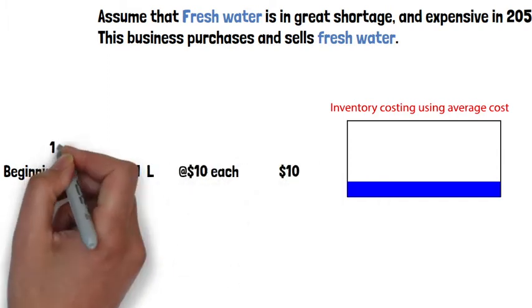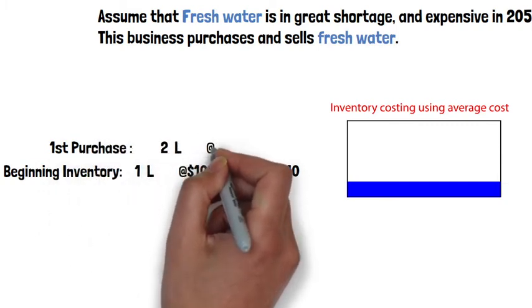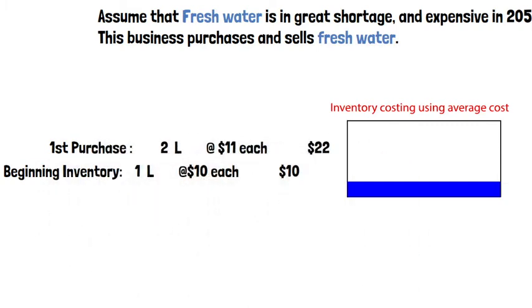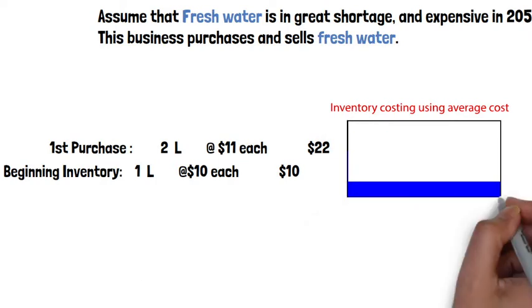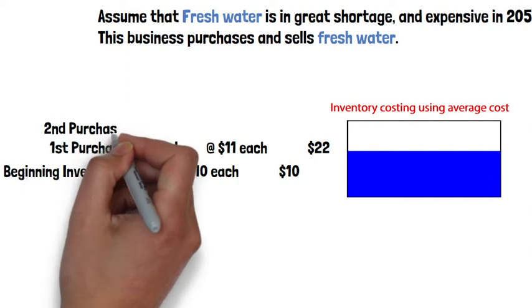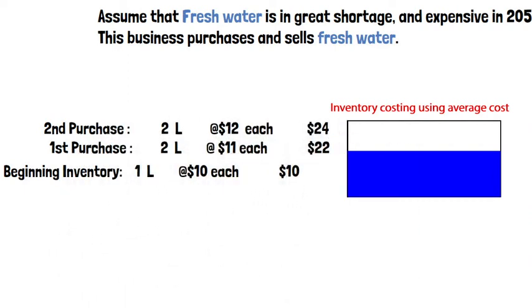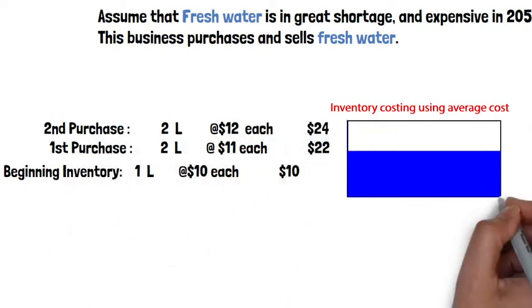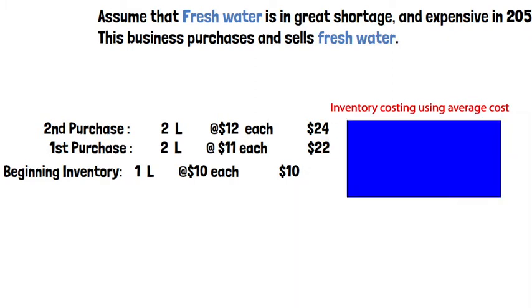That cost is $10. We made our first purchase, 2 liters, and each cost $11. So the total cost would be $22. We made our second purchase, 2 liters, $12 each liter. That's going to cost us $24.